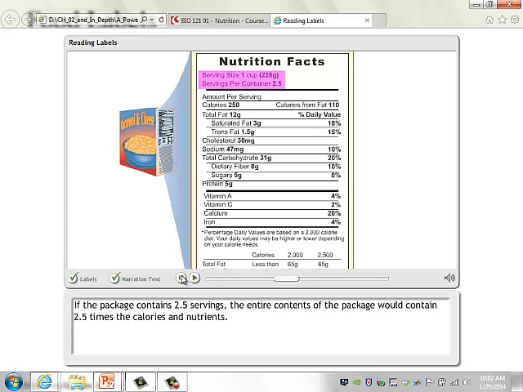I just want to pause here. Do you know the little box of Kraft macaroni and cheese? How many of you enjoy the Kraft macaroni and cheese? The orange Kraft macaroni.